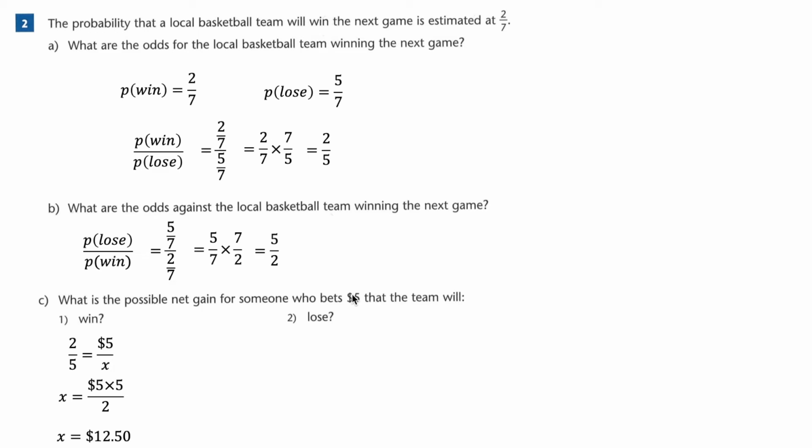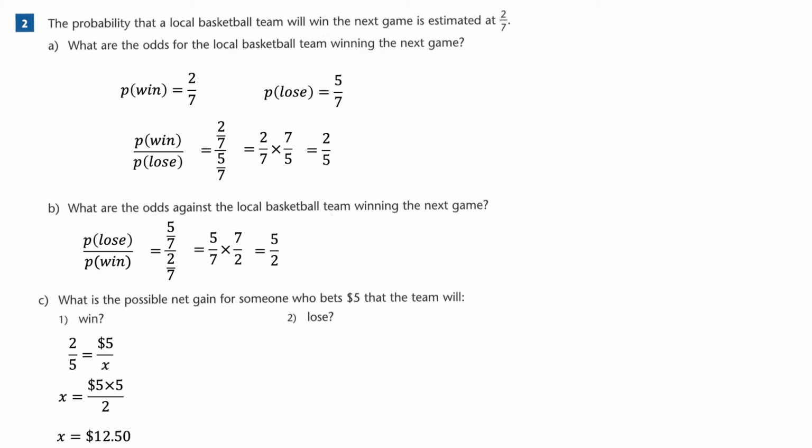If you bet $5 that the team wins and they win, you get $12.50. That's why it's possible net gain. If they lose, you don't get anything. You lose the $5. What's the possible net gain if you bet that they lose? Remember, the odds of them winning is 2 to 5, but the odds of them losing is 5 to 2, which is much higher. They're more likely to lose than they are to win.